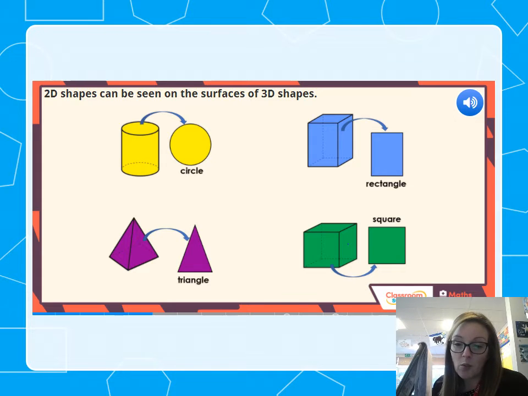On the pyramid, one of its faces is the shape of a triangle. On the cuboid, the blue shape, we can see that it has a rectangular face. And a cube, all of its faces are the shape of a square. So those shapes, circle, triangle, rectangle, square, those flat shapes that you can see on the faces of 3D shapes are our 2D shapes. So that's what we're going to be looking at today.